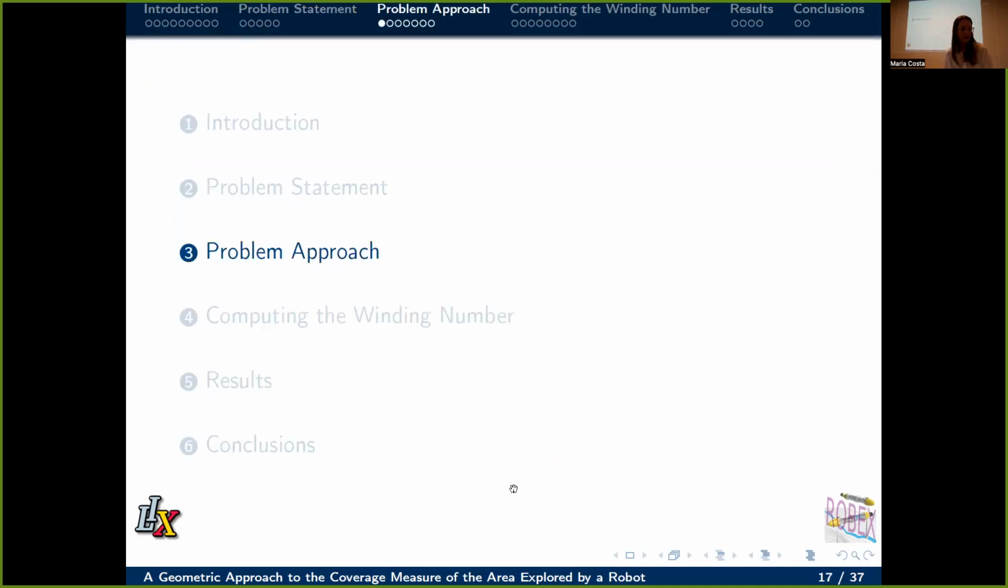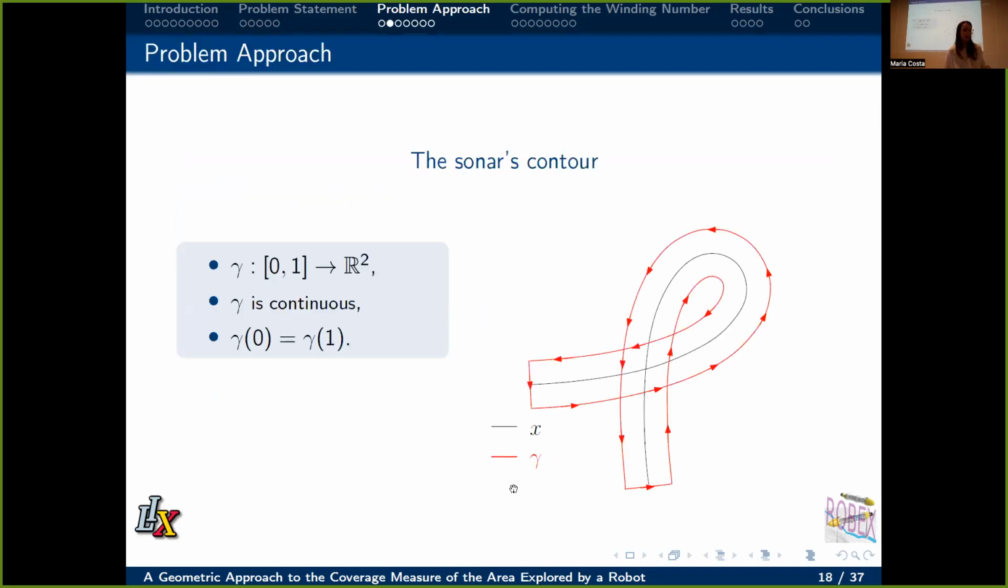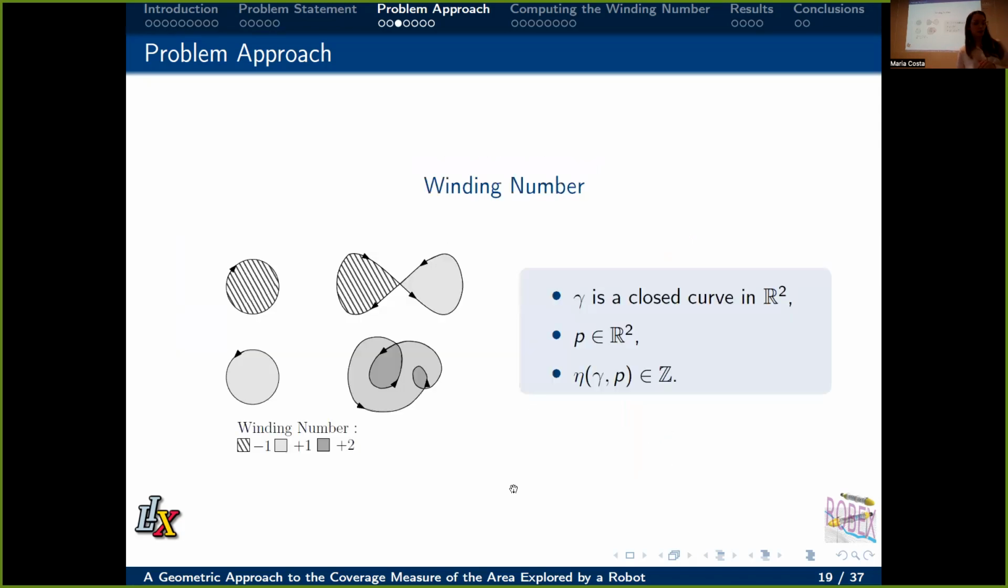Okay, and so now how do we approach this problem? So from the knowledge of the robot's trajectory and of the visible area, we are going to be defining what is called the sonar's contour, that is defined here in red, and that we call gamma. And gamma is a continuous closed curve in the plane. And the fact that gamma is a closed curve in the plane allows us to use some interesting properties that you might know. So for example, the winding number.